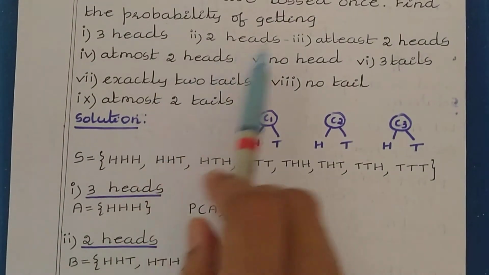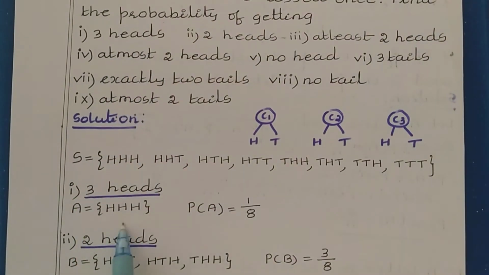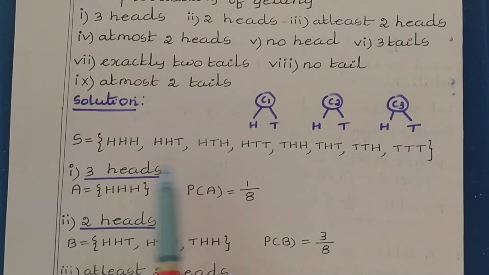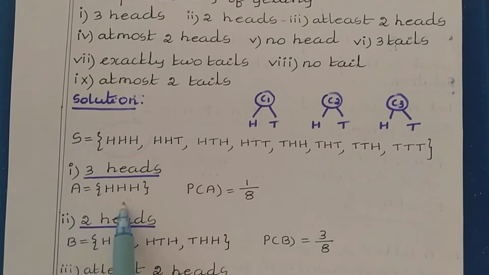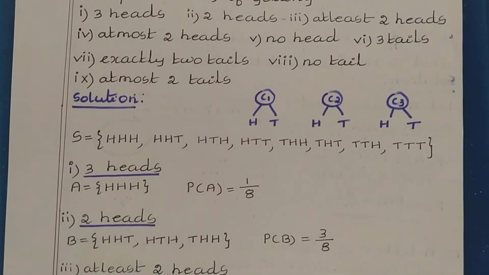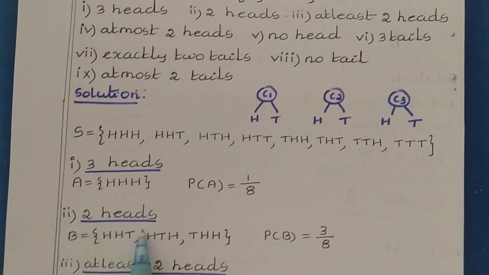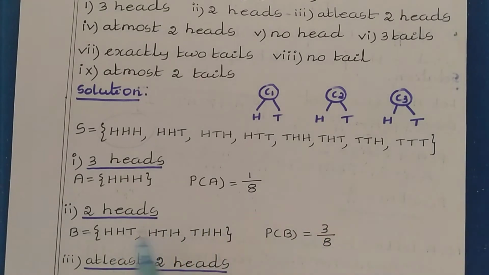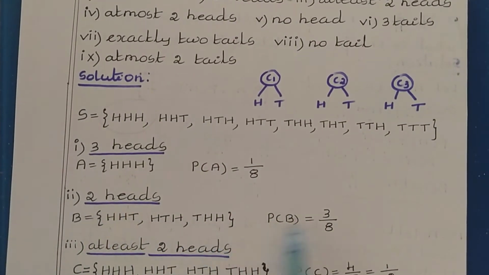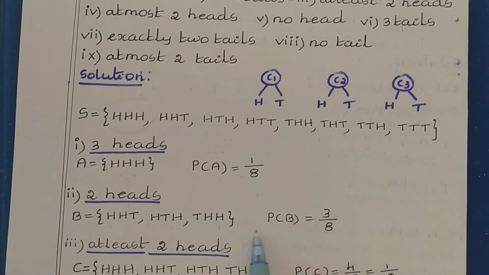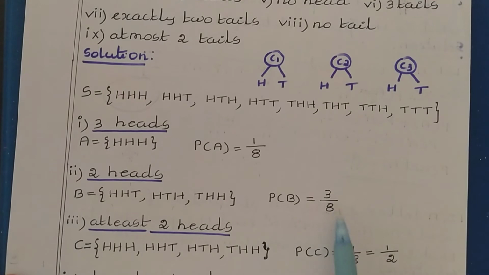Now first we need to find the probability of getting 3 heads. In this case, see, only one possibility we have. So if I consider this as event A, we can have only one possibility. So the probability of A is 1 divided by totally we have 8 outcomes, so 1 by 8. Next we need to calculate the probability of 2 heads. So first let us choose all those outcomes where we have 2 heads: HHT, then HTH, then THH. So with this condition we have 3 outcomes. So 3 divided by total outcomes 8. So probability of getting 2 heads is 3 by 8.